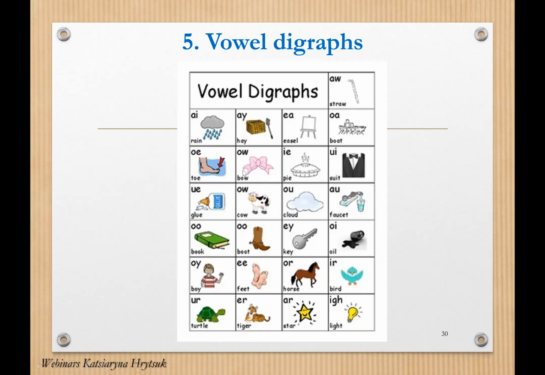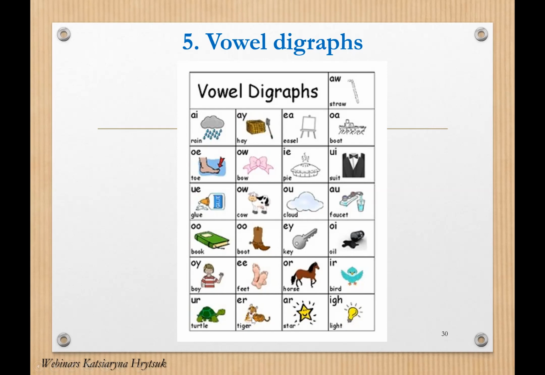Bow, it's also O. Glue, cow, O-W. Sometimes we need to read O, sometimes we read ow. So it depends. Cloud, okay? So book, double O, we read U. Book, boot, key, E-Y gives E. Oil, O-I, but O-Y, we read only O. Boy, okay? So this is called vowel digraphs.